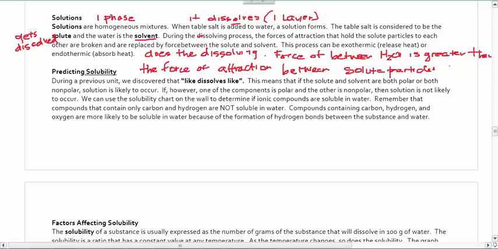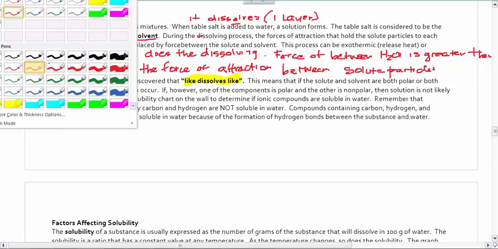Now, predicting solubility is a little bit different. We knew this from the last unit, so let's review, because some of you guys got this wrong, and we can't have that. In the previous unit, we discovered like dissolves like. If you are going to remember anything about solubility, that's one of the most important things. Like dissolves like. Big deal. What does that mean? What that means is polar dissolves polar, and nonpolar dissolves nonpolar.